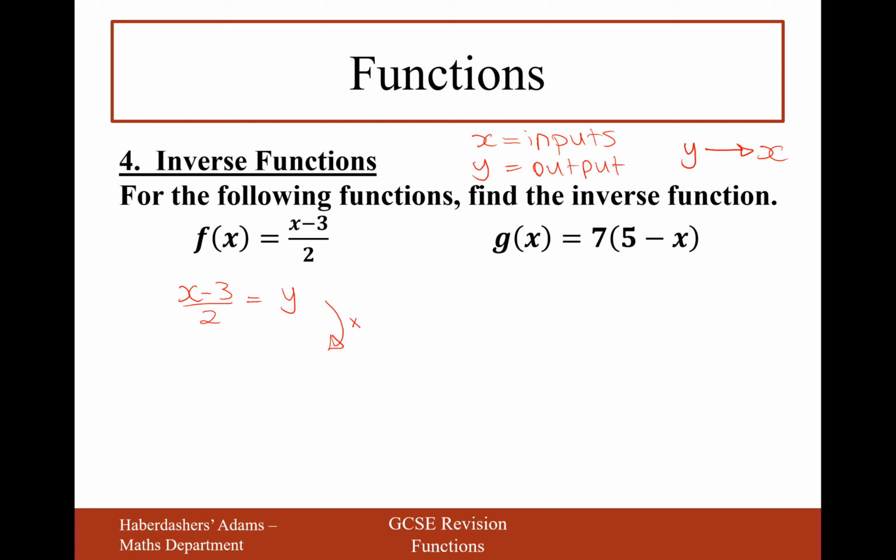In this case I'm going to times by 2 first to move the divide by 2 onto the other side. And then I'm going to add 3 to both sides. So I'm doing this to both sides here. I'm going to add 3 to both sides to cancel out this taking away 3. So it's going to be x equals 2y plus 3. And now I have a function to apply my output to get myself back to the input value. The way I write my final answer is going to be f to the power of minus 1 of x, that's the standard notation for inverse function, equals 2x plus 3.